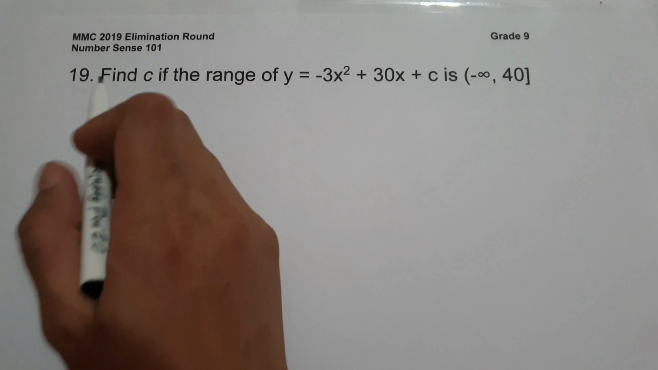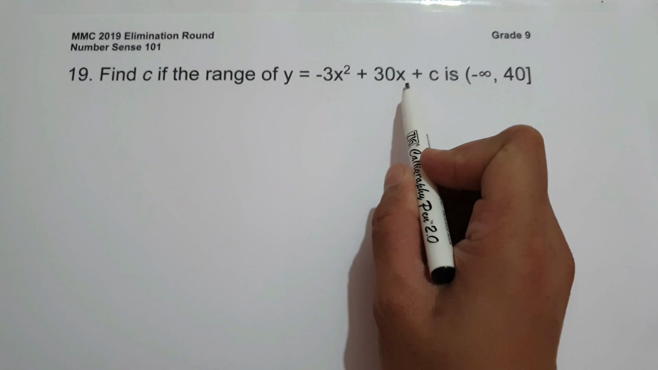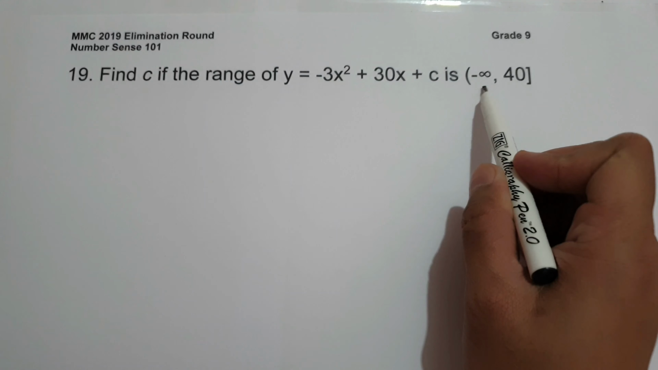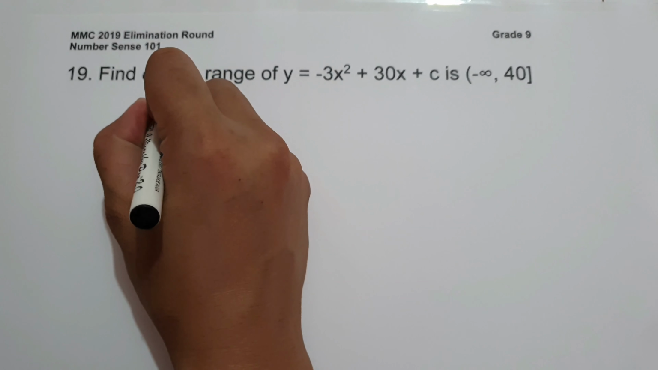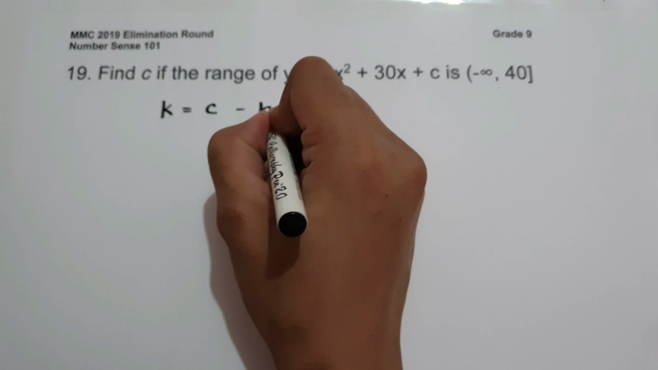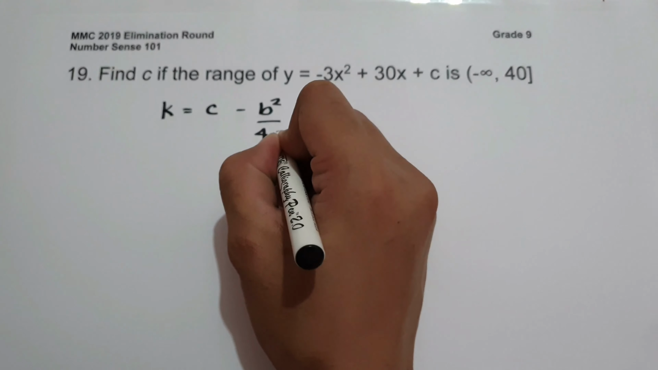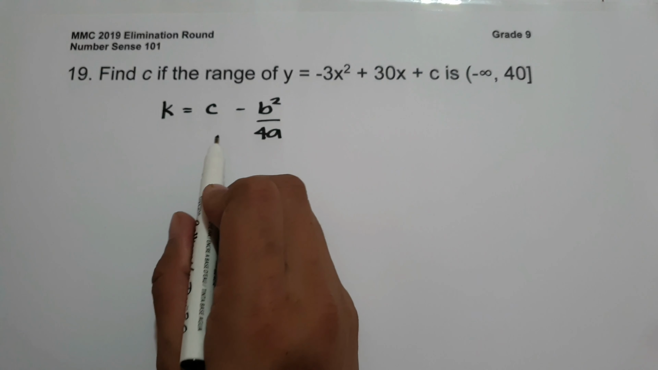For number 19, find c if the range of y equals negative 3x squared plus 30x plus c is from negative infinity up to 40. So how do we find the value of c using the given range of the equation? Since we are looking for the value of c and we are talking about range, range will be the value of k. And the value of k will be c minus b squared over 4a. It is the same as the formula 4ac minus b squared over 4a, but instead of using that formula, I'm going to use this one.